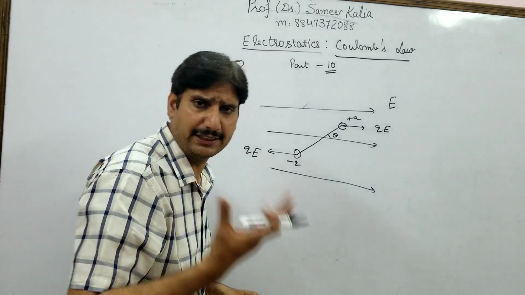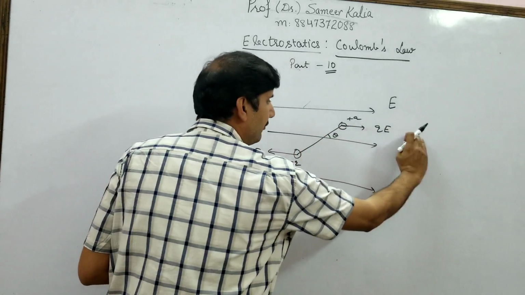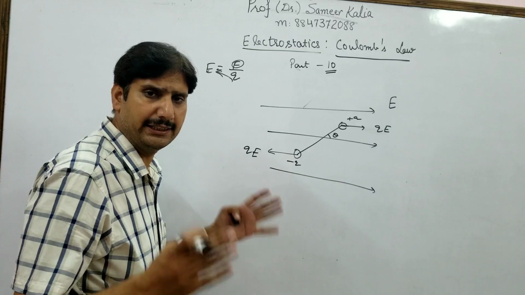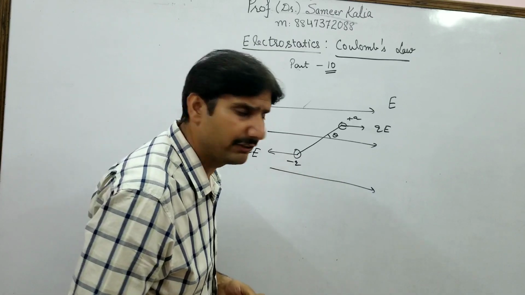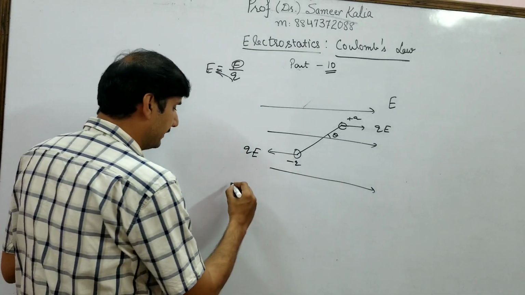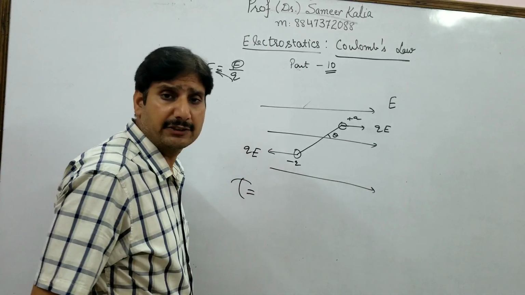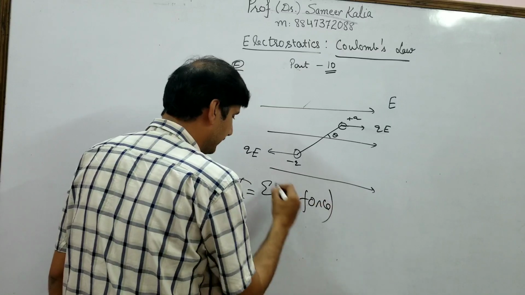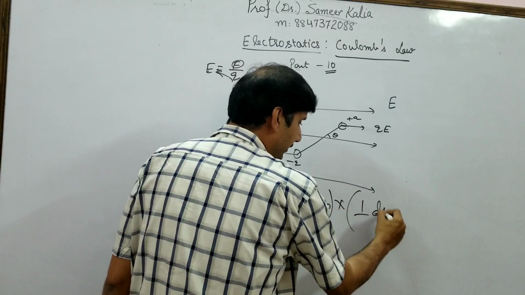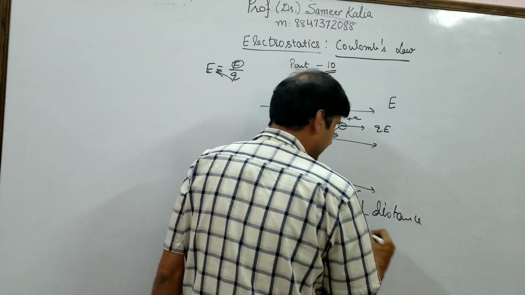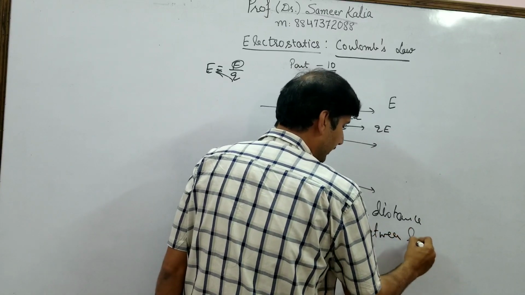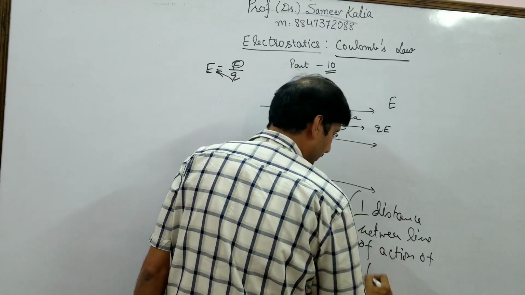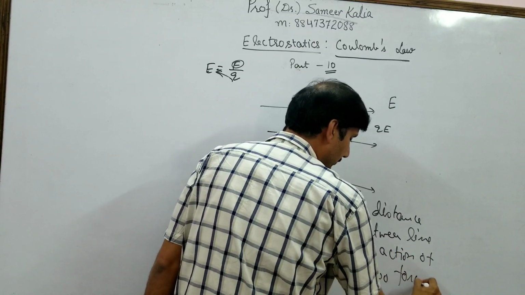First of all, let's find out the expression for torque. There is one force qE acting in this direction, the other force is acting qE in the opposite direction. They are equal in magnitude, they have different lines of action. The torque exerted is given as, the expression for torque is either force into perpendicular distance between the lines of action of the two forces.